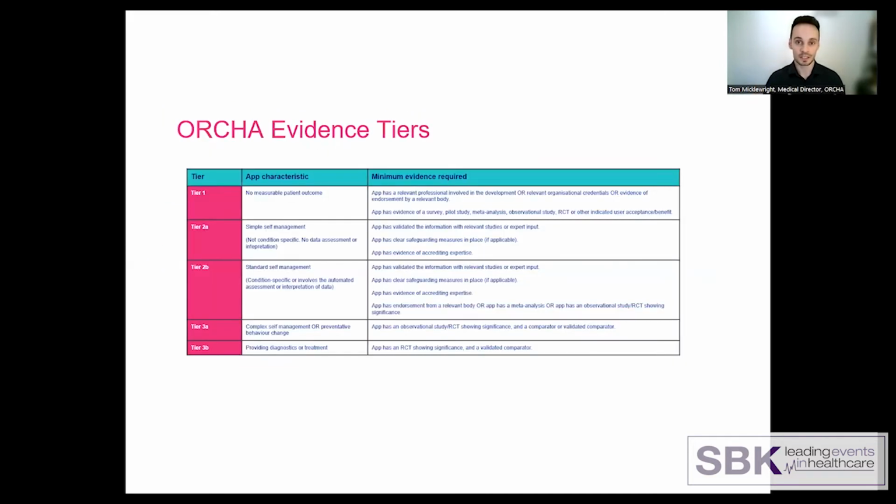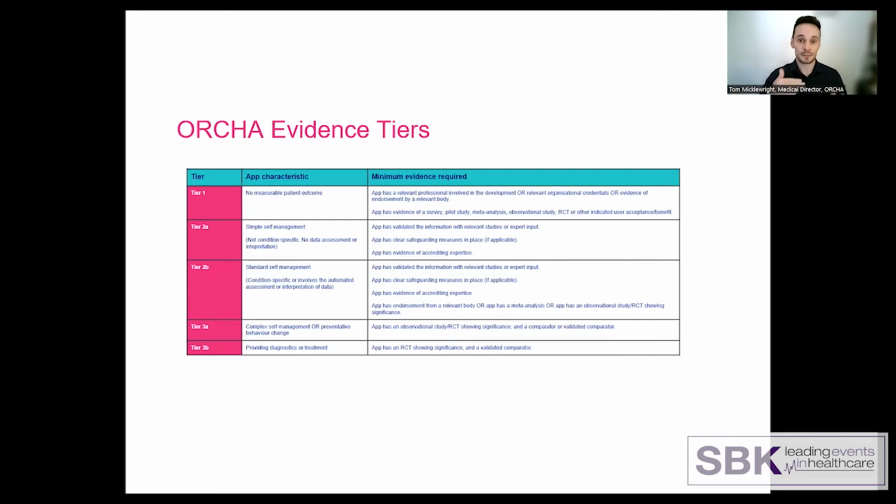At ORCHA, we started off following NICE's approach, but we realized there were too many apps that were falling between the cracks. For instance, there were some apps that focused on behavioral and preventative change, things like smoking cessation apps. Although the app was really wellness and well-being focused, because it was being considered to guide treatment or to treat a specific condition, it was being put in a really, really high tier. And we felt it shouldn't be held to the same standards as something that was diagnosing a heart condition.